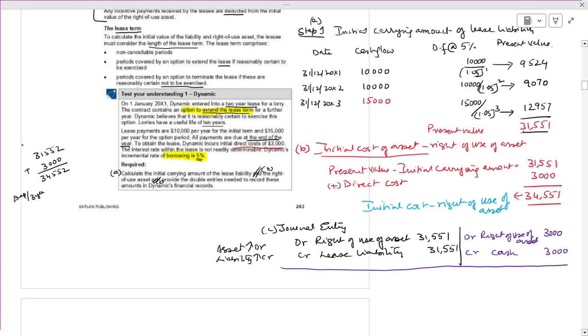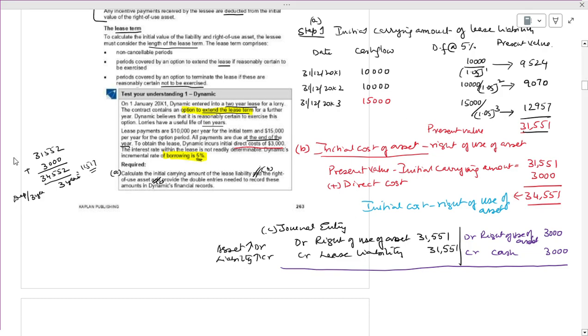I am just explaining that, and subsequently I will take this into consideration. If you take depreciation 34,552 divided by 3 years, how much will you get? 11,517. So 11,517 is the depreciation for the first year.